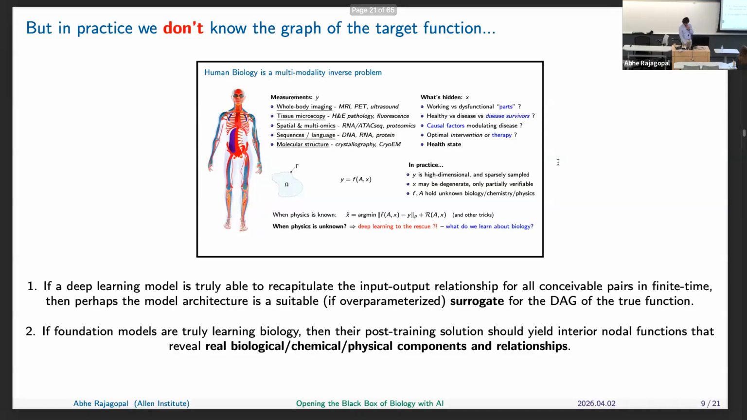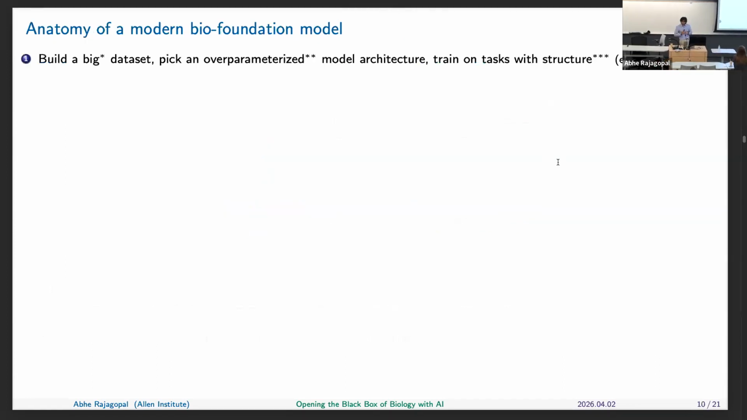So the idea is that, especially the second point, this is actually what people do already, right? So if we look at the anatomy of a foundation model, and let's say specifically a biofoundation model, this is the recipe, right? The recipe is get a really big data set, build a model architecture. You pick your favorite one, a CNN, a transformer, whatever it is, and train that network with enough regularization and supervision that it's able to learn the structure, hypothetically.